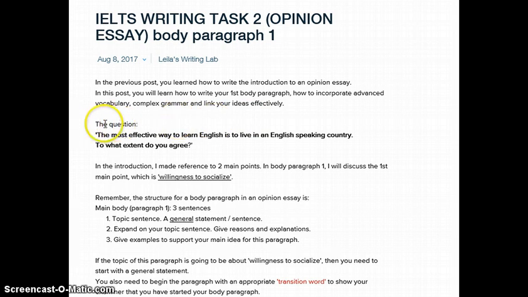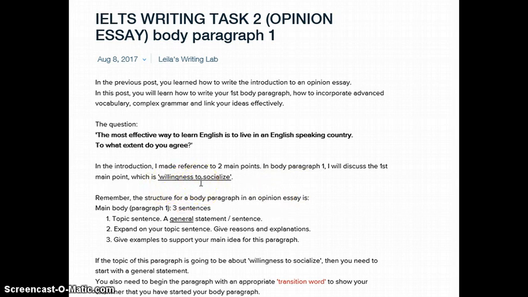Let's remind ourselves what the question was. The question: the most effective way to learn English is to live in an English-speaking country. To what extent do you agree? That's our question. Now, in the previous post, in the introduction, I mentioned two main points that I was going to talk about. So in body paragraph 1, I'm going to talk about one of those points, and that is willingness to socialize.